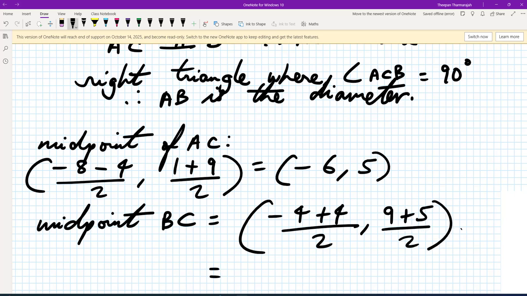And there, for the midpoint, we get 0. And 9 plus 5 is going to be 14. 14 over 2 is going to be 7. So now that we have the midpoint of both AC and BC, we can go ahead and work out the equation of the line.